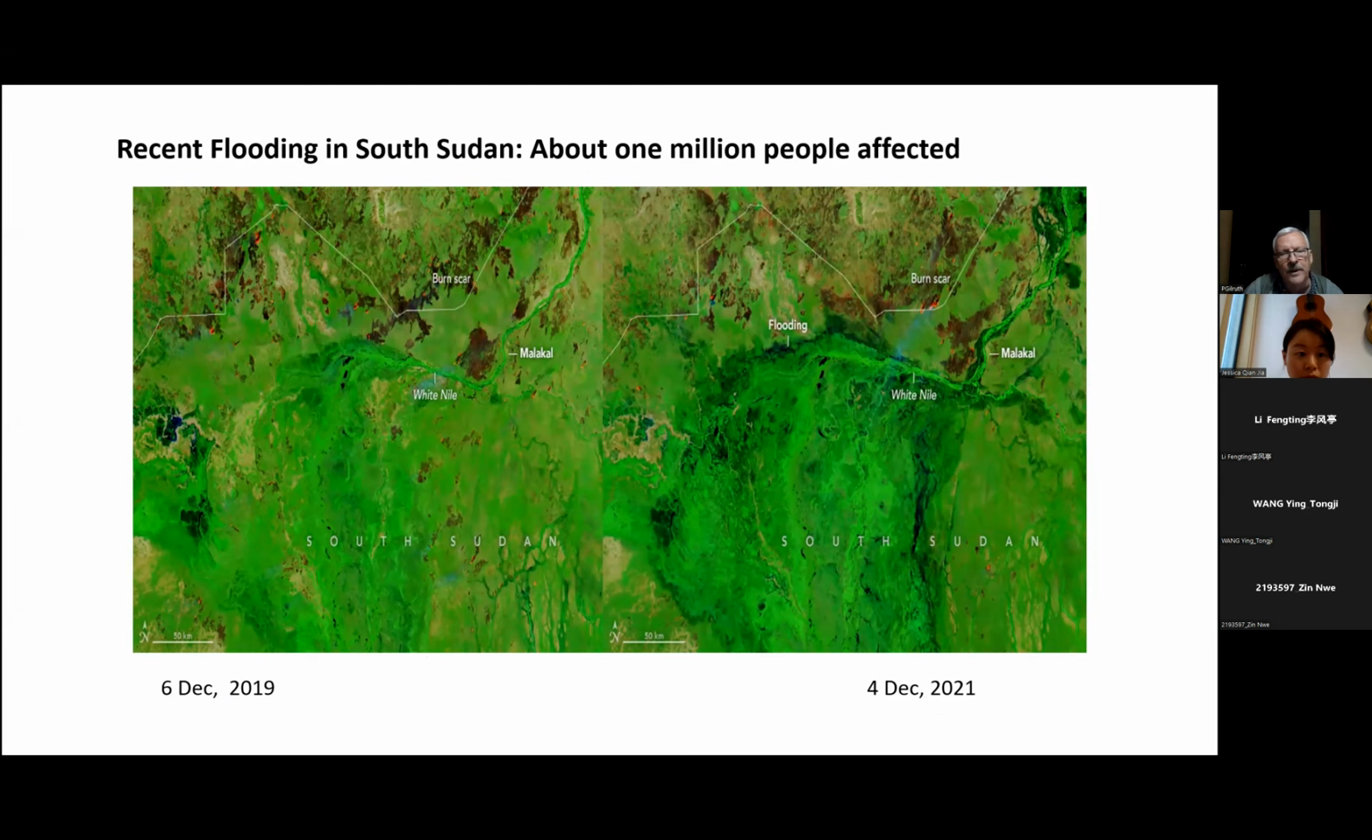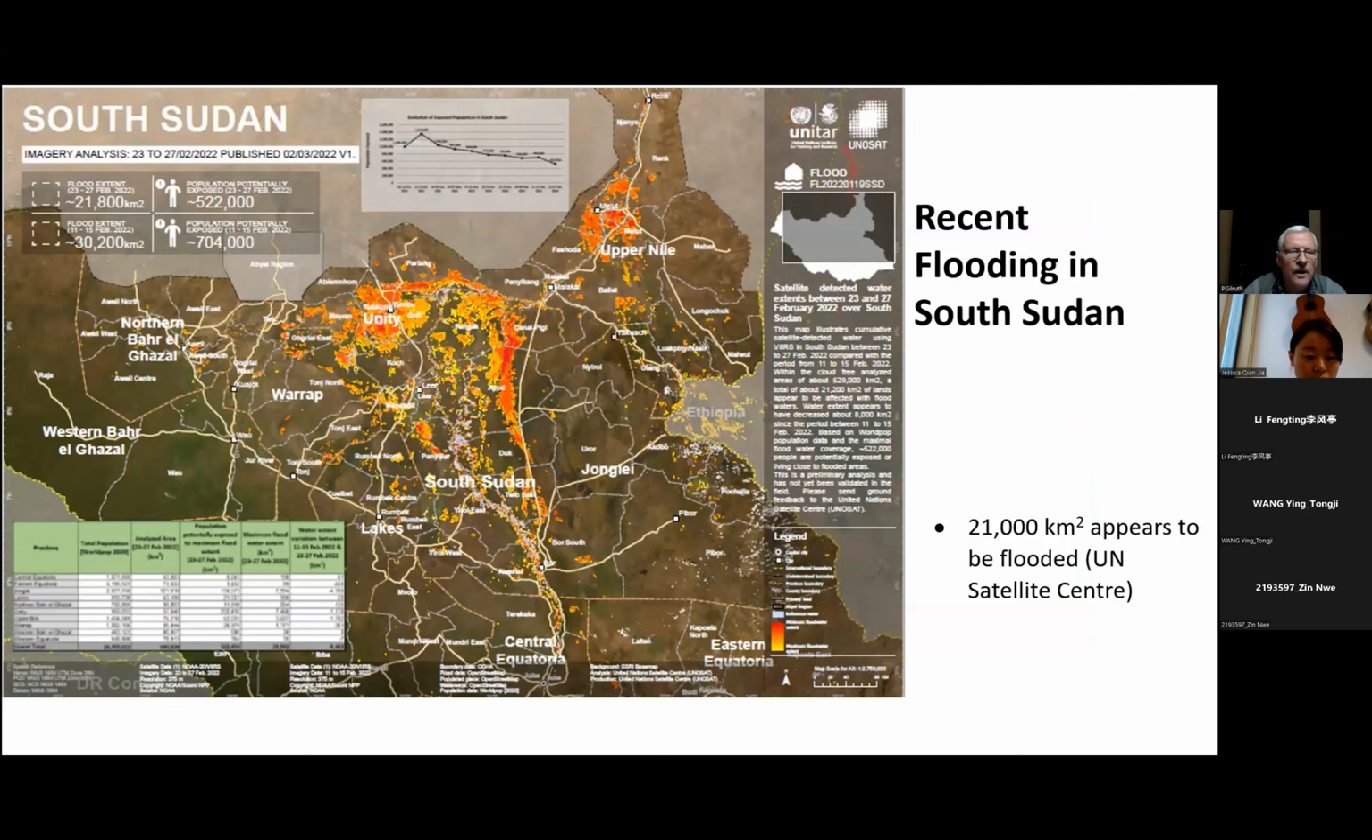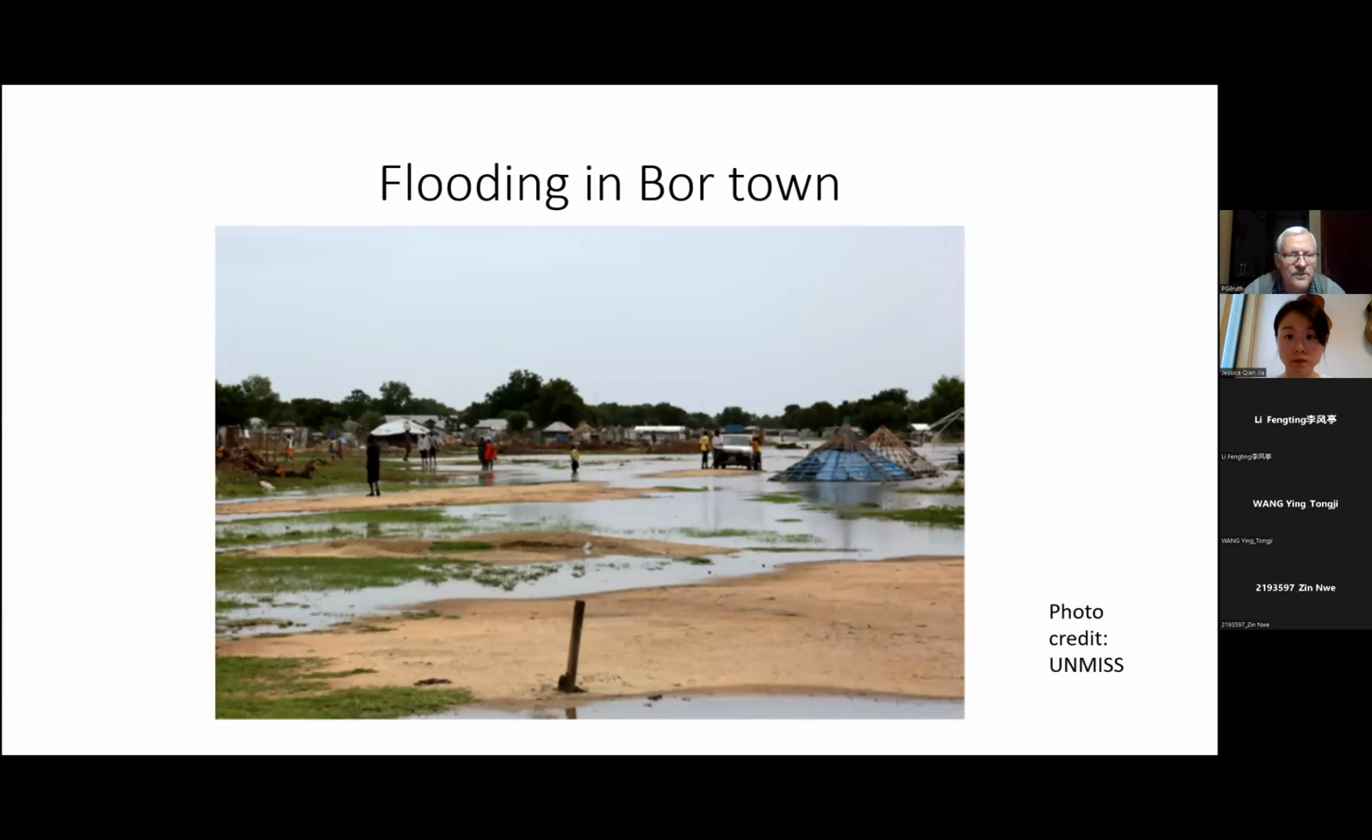And so we look at this, and then we do an interpretation of the map. This is done by the UN Satellite Center. It's the same area, but looking at those red spots, these are the areas which have been most severely affected by flooding. Close to 900,000 people have been severely impacted by the flooding, just to give you an idea. On the ground, what does that look like? So this is in Bor Town. I mentioned that earlier. This is an example of flooding and quite hard to get around, as you can imagine.